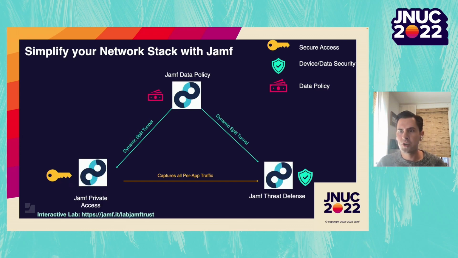Well, the benefit of what I just showed in the prior slides is that with Jamf Trust, we can provide all three of these capabilities within one client, whether that be on iOS, Android, macOS, or Windows. It can capture all your per app traffic, and it can act as a dynamic split tunnel and send any information it needs to the general internet as well.